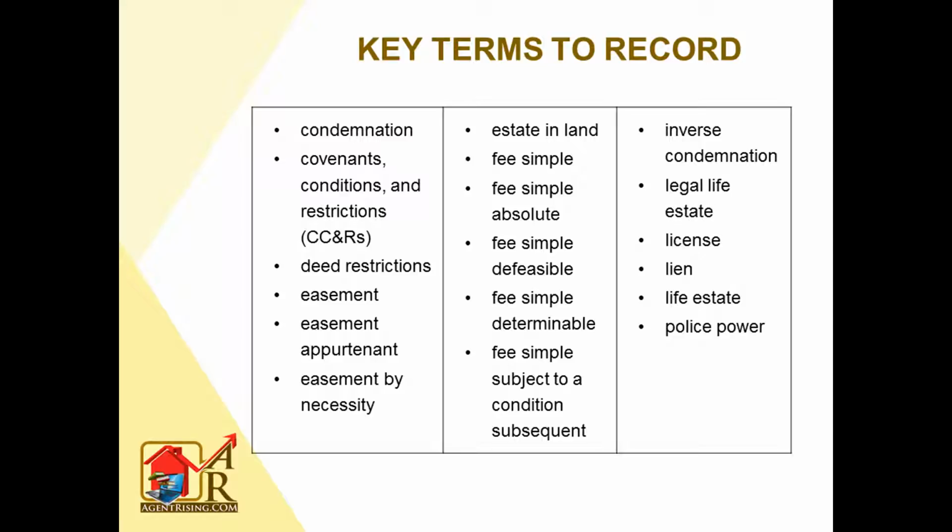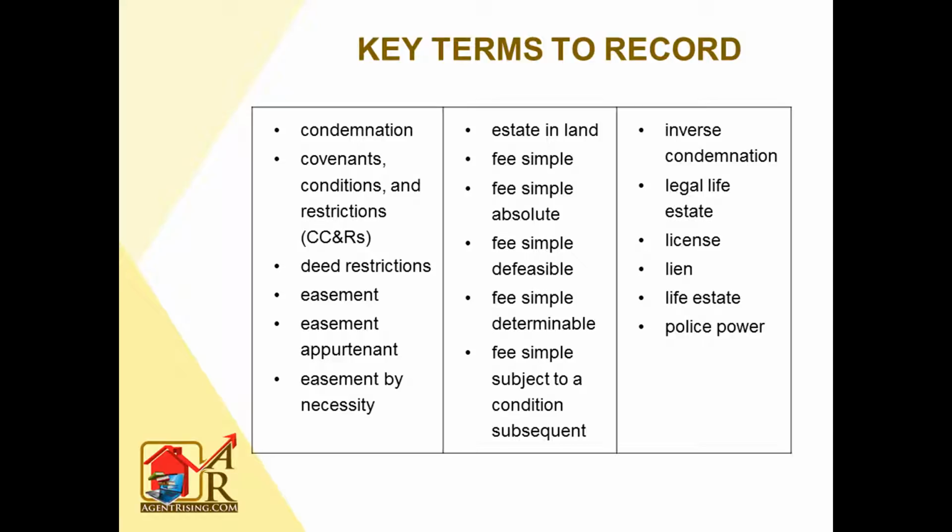Easement appurtenant is an easement that follows along with the land. Easement by necessity is an easement allowed by law as necessary for the full enjoyment of a parcel of real estate. For example, the right of ingress and egress over a grantor's land.